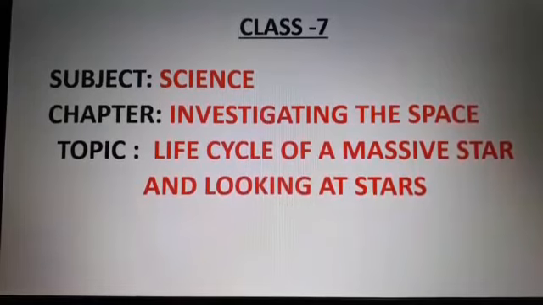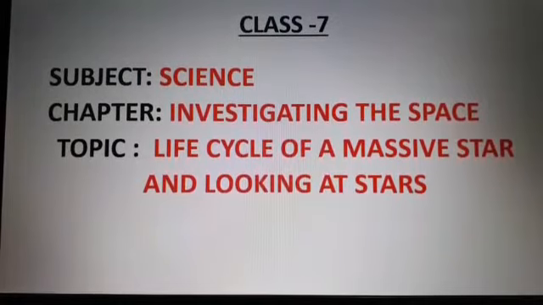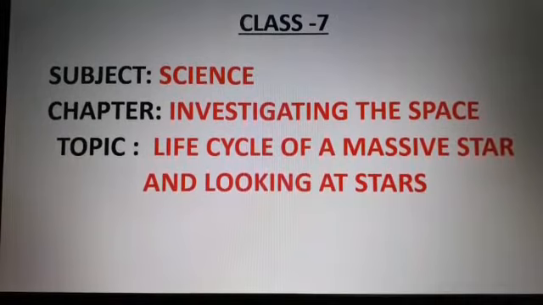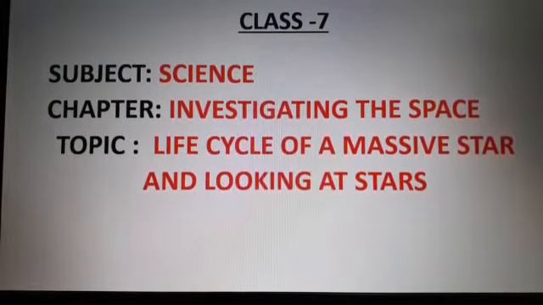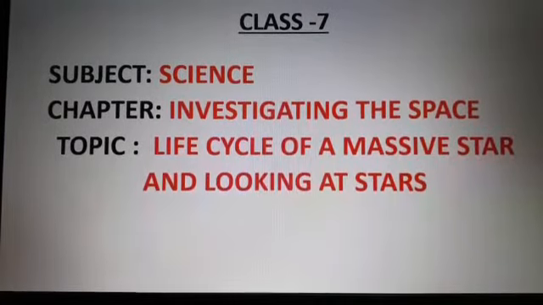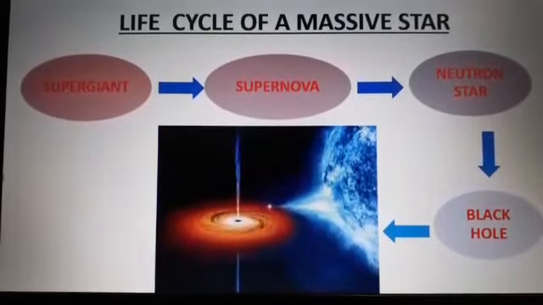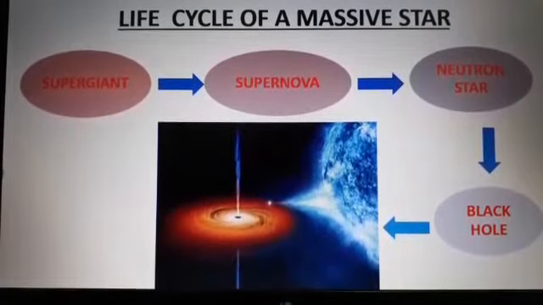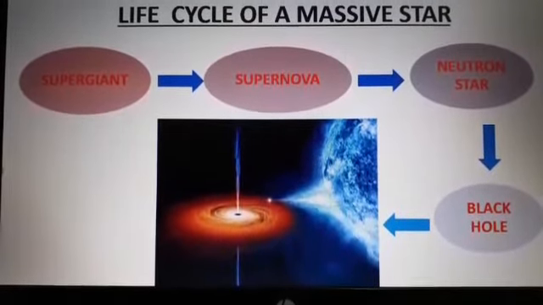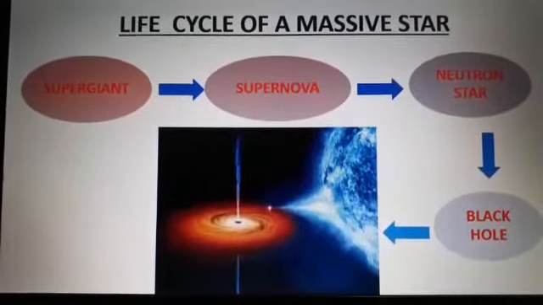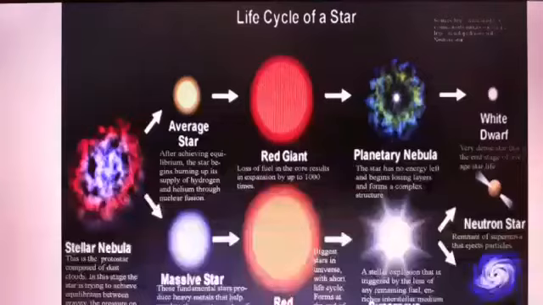Hello class 7, this is your science class, and the topic today which we are going to study is life cycle of a massive star and looking at star from the chapter Investigating Space, page 138. Life cycle of a massive star. It is comprised of four major stages: supergiant stage, supernova stage, neutron stage, and it ends in the black hole formation.